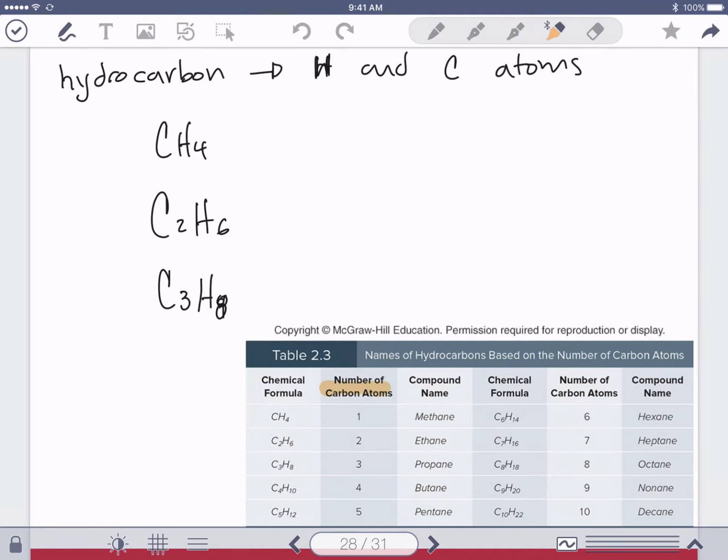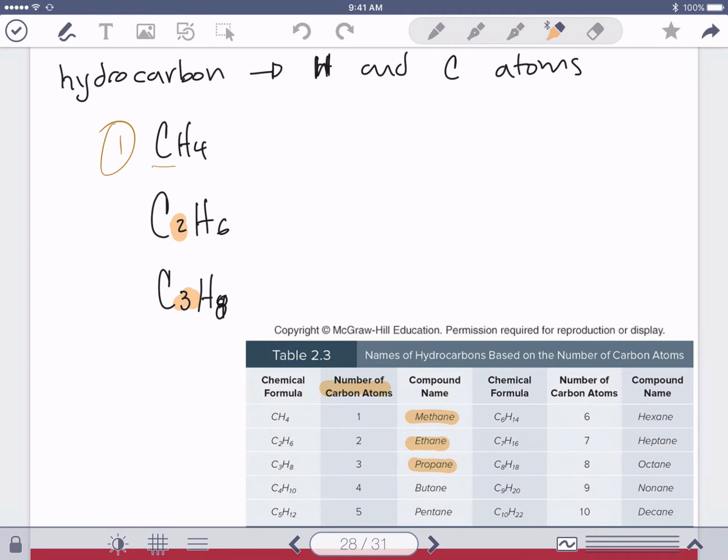So in example number 1, when you look at the subscript next to the carbon, we can tell that it has only one carbon atom. Therefore, we're going to use the name methane. When we have 2 carbon atoms, we're going to use ethane. And for 3 carbon atoms, we're going to use propane. This is mainly for hydrocarbons, and these are the ones that we're really going to focus on.